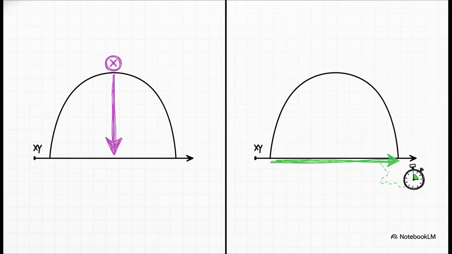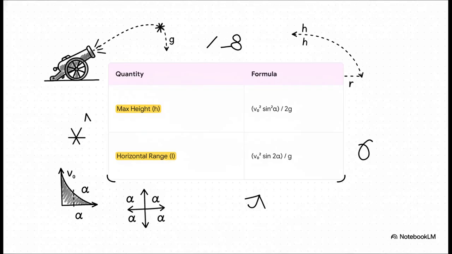To get the maximum height, we again focus only on that vertical motion, using that same trick. Vertical velocity is zero at the top. And for the horizontal range? Now we switch over to our other simple problem. The range is just that constant horizontal speed multiplied by the total time it was in the air. See how breaking it down just makes it all click? And after we do the algebra, here are the beautiful results. Notice how both of them depend on the initial velocity squared?